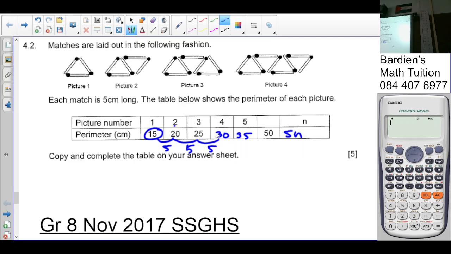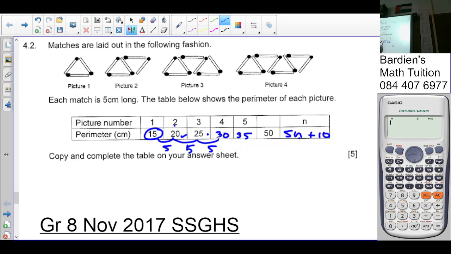n is mostly a term number. So what do you notice? How much more is that to term 1? 5. Now let's test it for term 2. 5 times 2 is 10. Plus 5 is 15. 3 times 5 is 15. Plus 5 is 20. So yes, that is correct.